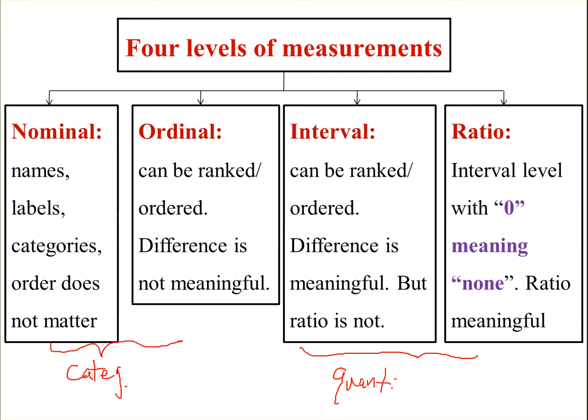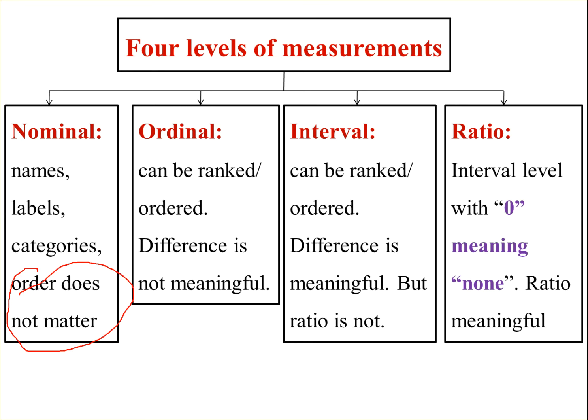Now let's go through this one by one. Nominal is a typical categorical. It's just names, labels, categories. Order does not matter. Just think about what color. So white, red, yellow. One is not higher than the other. So this is a typical nominal data.